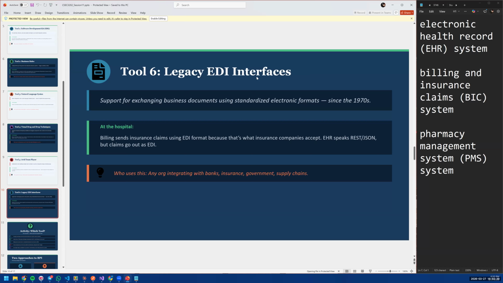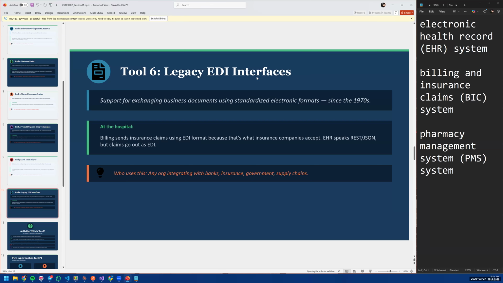It predates REST APIs, it predates JSON. It was one of the first ways that businesses exchange data electronically. Data, for example, purchase orders, invoices, shipping notices, and insurance claims. And it was all exchanged in a standardized electronic format. So I'm going to tell you why it's still relevant. It's relevant for the reason that it's still used everywhere. Banks still use it, insurance companies use it, supply chains use it, and even government agencies use it, right?